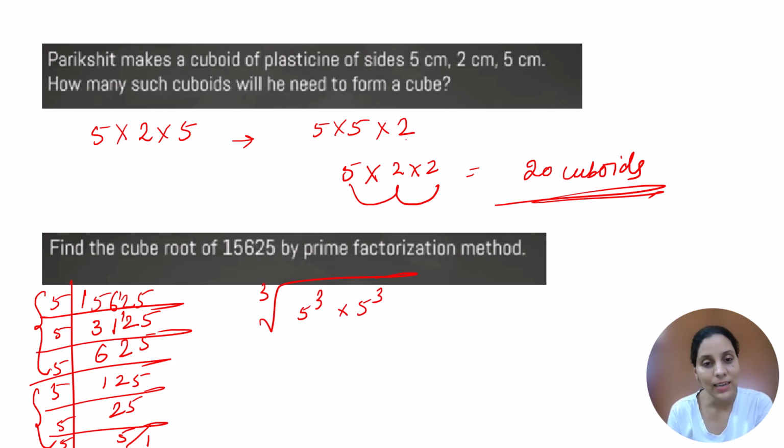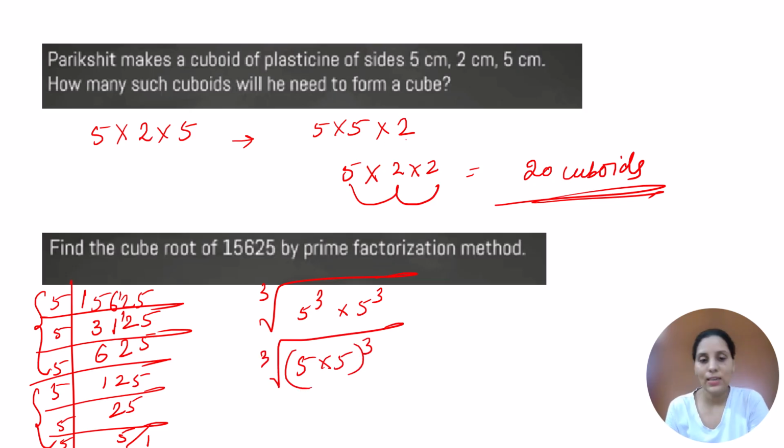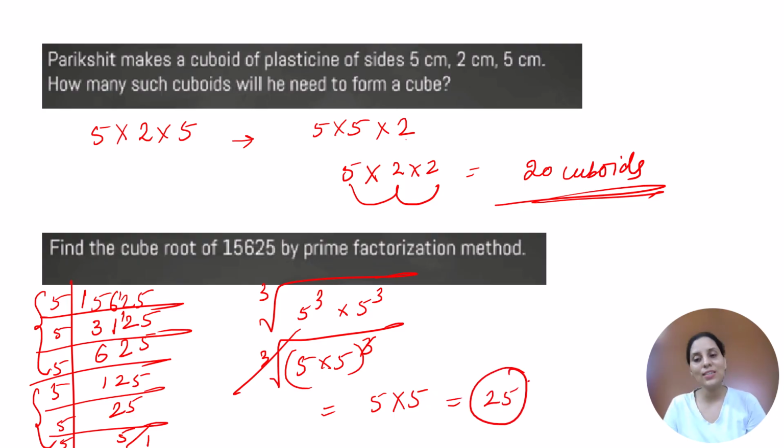So basically 15,625 can be written as 5 cube into 5 cube. So which means 5 into 5 whole cube. Can I write this like this? Yes, we can, because both of them have 3. Now this cube and cube root get cancelled. So we are left with 5 into 5, which is nothing but 25. I hope this is clear.